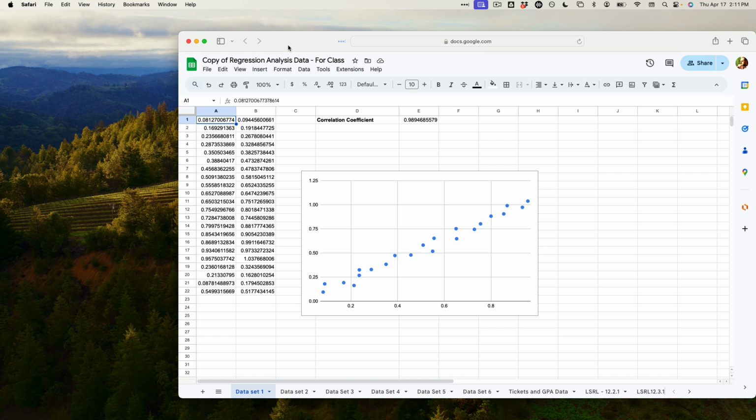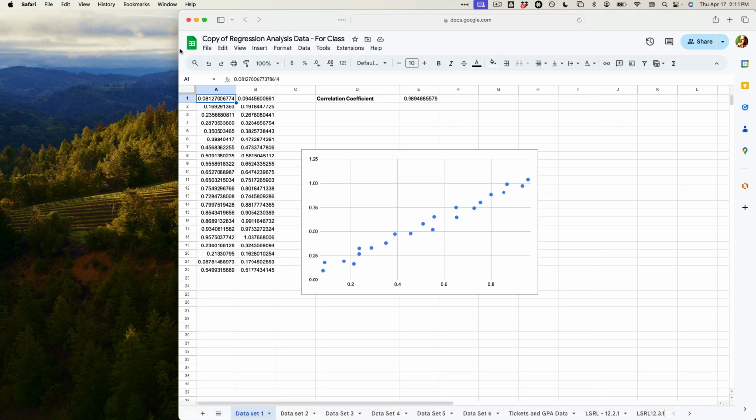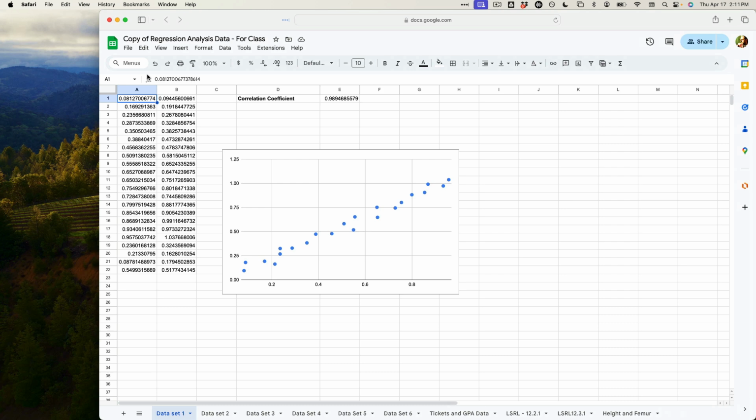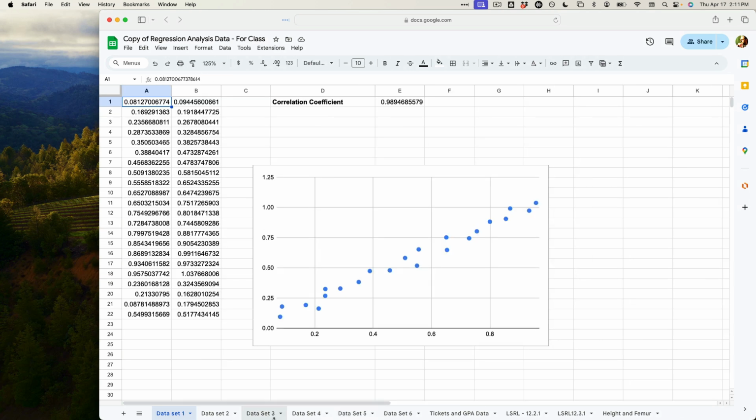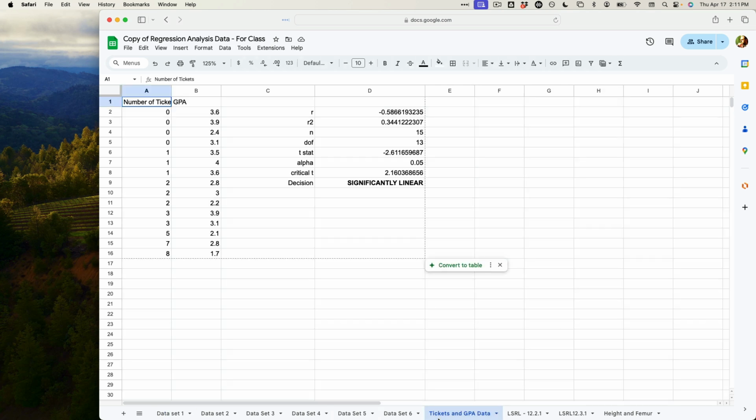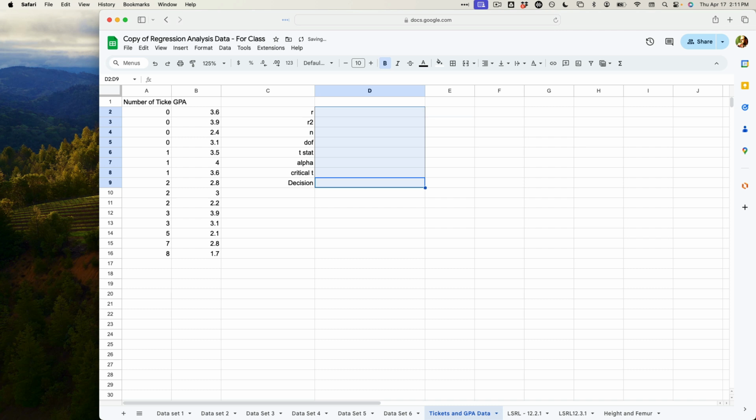Now, this is the spreadsheet. Let's expand it a little bit here, and maybe zoom in 125%. So if you look down, we have a bunch of data, this one, tickets and GPA data. If you want, you can leave these as is or just go ahead and delete them so that you understand how we're going to build this together.